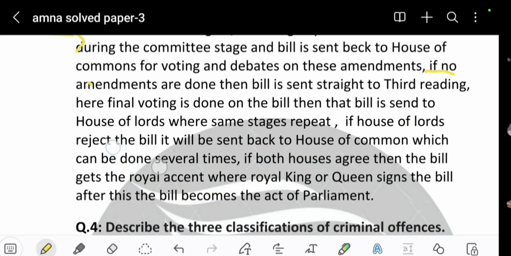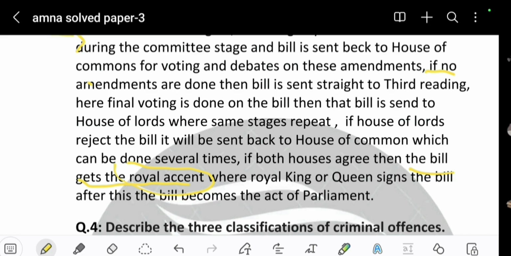Okay, but if both the House of Commons and the House of Lords agree on this bill, then at the final stage the bill gets the royal assent. Royal assent means getting the signature or sign of the king or queen. After getting their sign, that bill becomes a law.